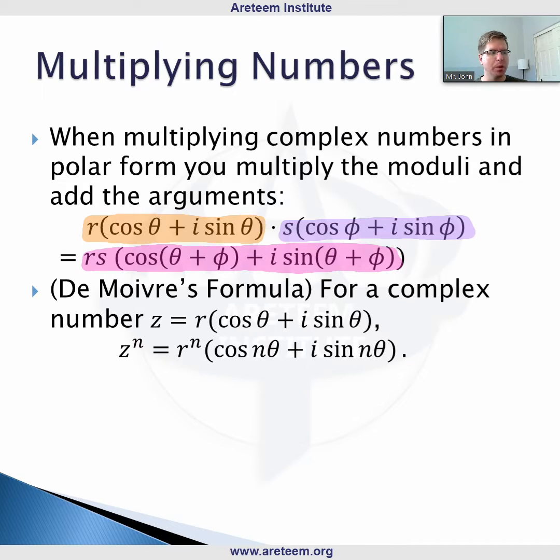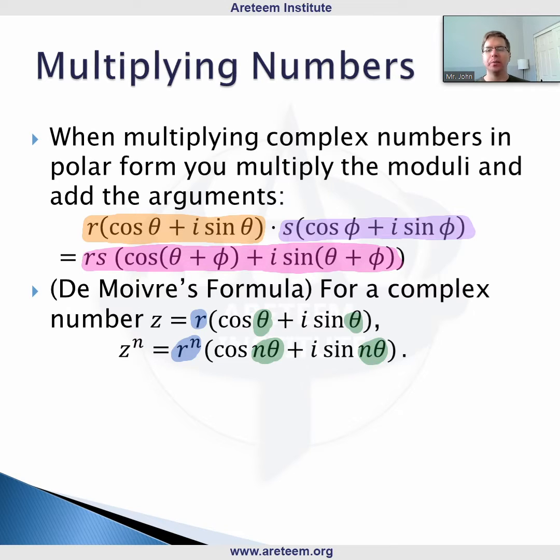Then, of course, when we have that original modulus, when we have the original r, it gets raised to a power. So we have r to the nth power there. So r becomes r to the nth power. And for our arguments, for our angles, of course, repeated addition is just multiplication.